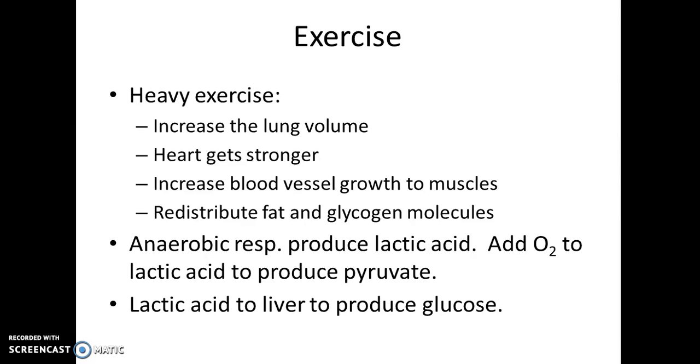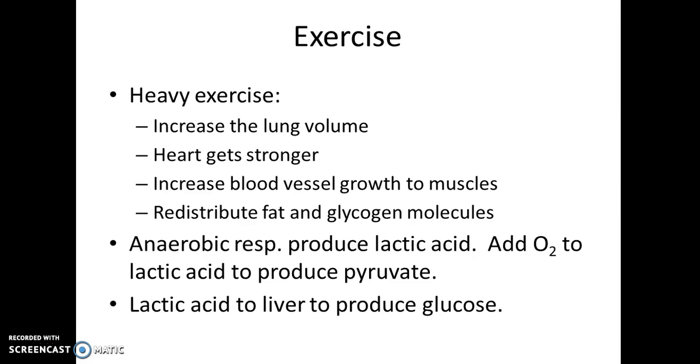Now, there will be times when you cannot take in enough oxygen for exercise and you will undergo anaerobic respiration. When that happens, you produce lactic acid. You do not produce ethanol. You produce lactic acid and you feel the burn. If you add oxygen to lactic acid, it changes back to pyruvate. And it goes right back into oxidative decarboxylation.